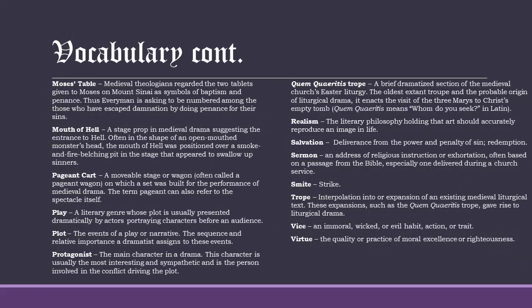Moses' table: medieval theologians regarded the two tablets given to Moses on Mount Sinai as symbols of baptism and penance. Thus, Everyman is asking to be numbered among those who have escaped damnation by doing penance for their sins. Mouth of Hell is a stage prop in medieval drama, suggesting the entrance to hell, often in the shape of an open-mouthed monster's head. The mouth of hell was positioned over a smoke and fire belching pit in the stage that appeared to swallow up sinners.